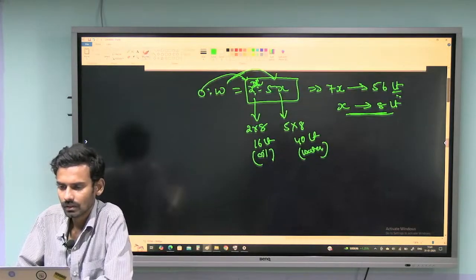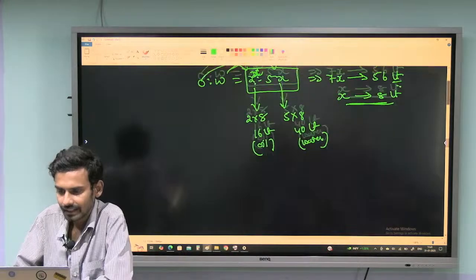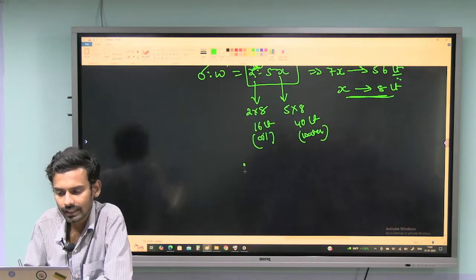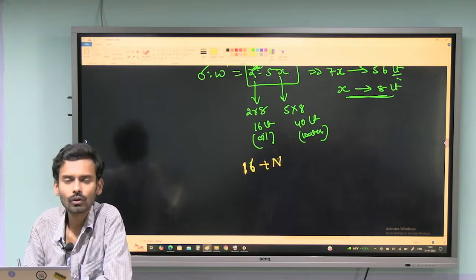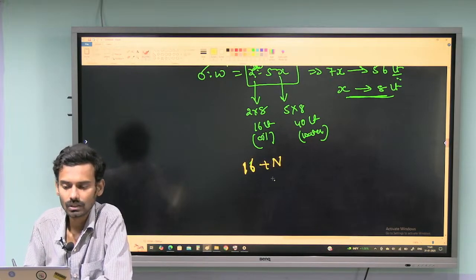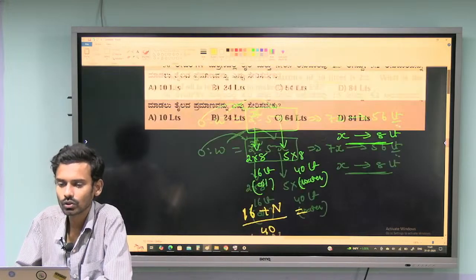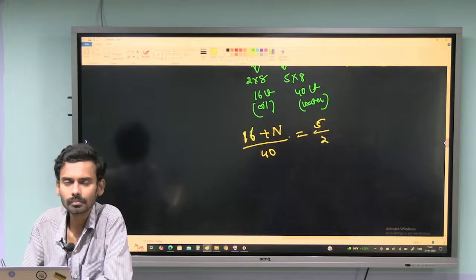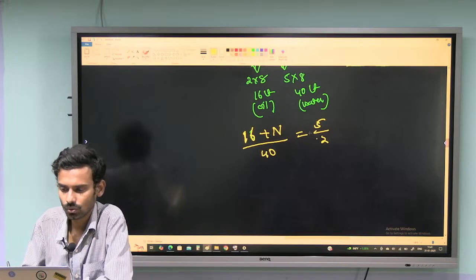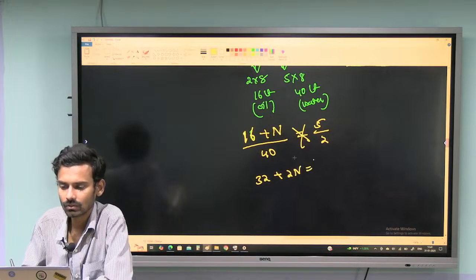Now, you need to add some amount of oil. Let me take, I am adding n liters of oil. Already 16 liters of oil is available. If I add n liters of oil, it will be 16 plus n. Now water is the same, 40 liters. This ratio, the question is asking, should be equal to 5:2. So this should be equal to 5/2. Cross multiply and get the value of n. So cross multiply: 32 plus 2n will be equal to 200.